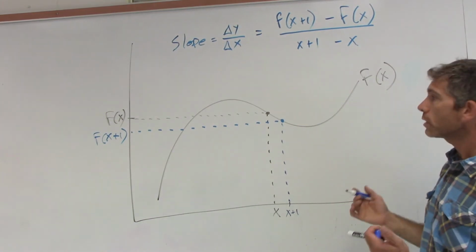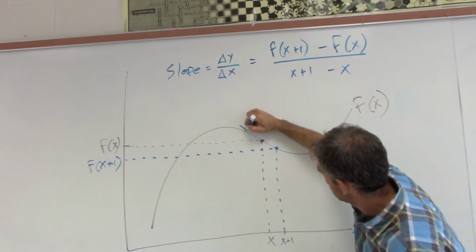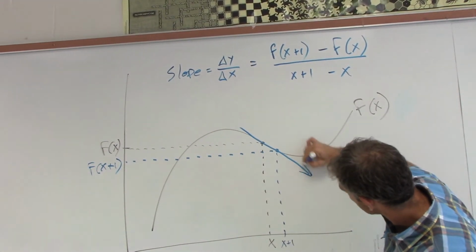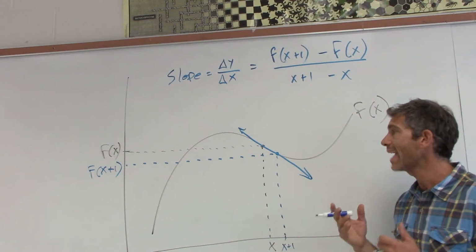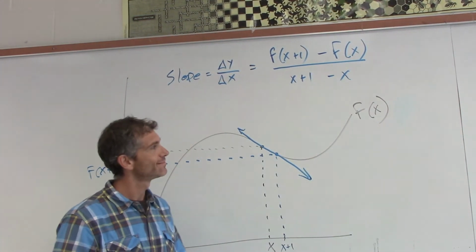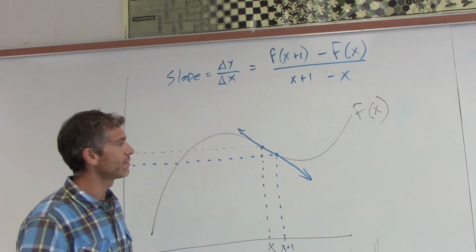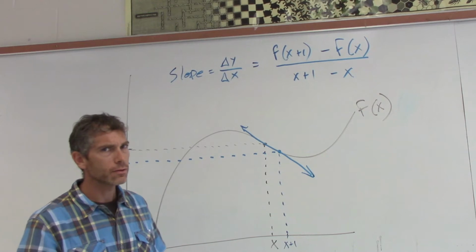And that will get us, visually, the slope of the line between those 2 points. And that's called the average rate of change. But that's not what we want. We want the instantaneous rate of change. And here's where it gets a little abstract, but you could probably stay with me.